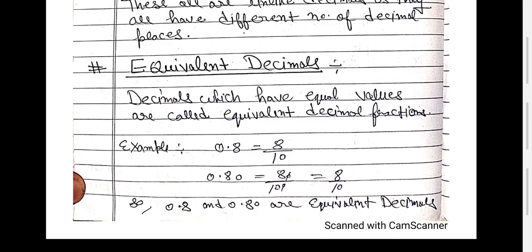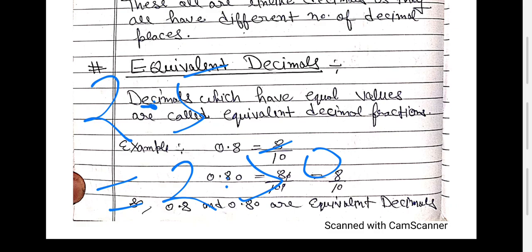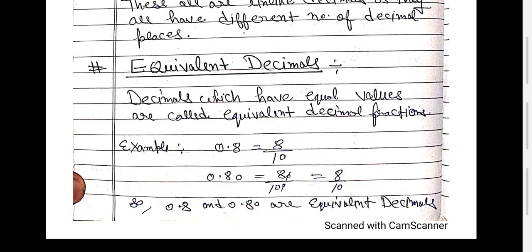Now I am telling you one trick for equivalent decimals. Suppose I am writing here 2.5. You can write here 2.50. You add a zero from your side, but it never changes the decimal. It remains the same. Or you can write 2.400. It means that after the decimal you can add as many zeros as you want, and the decimal will not change.